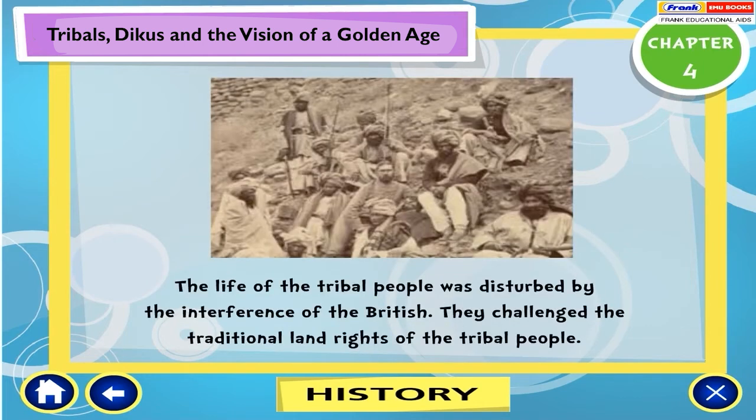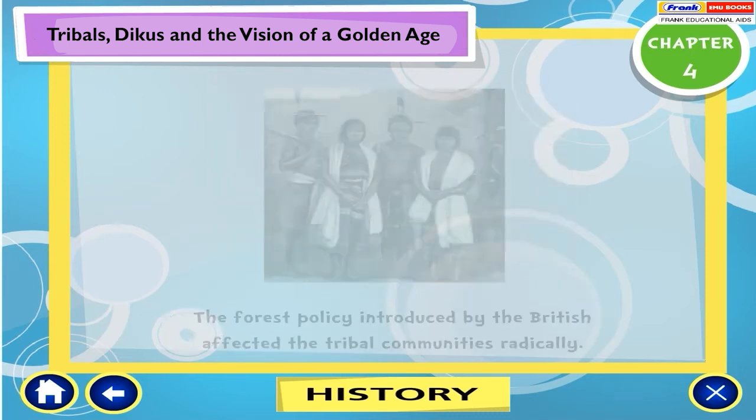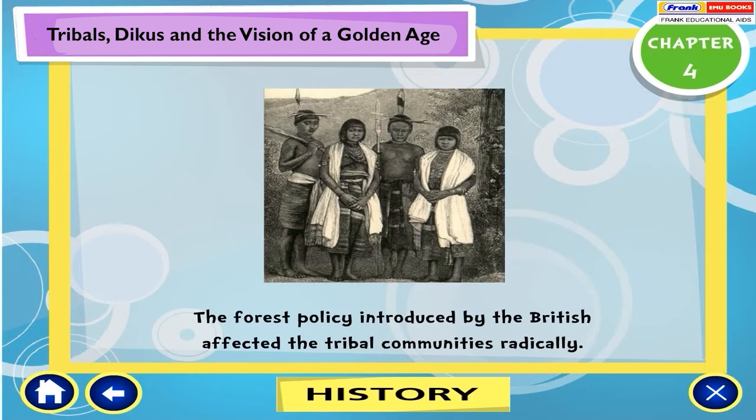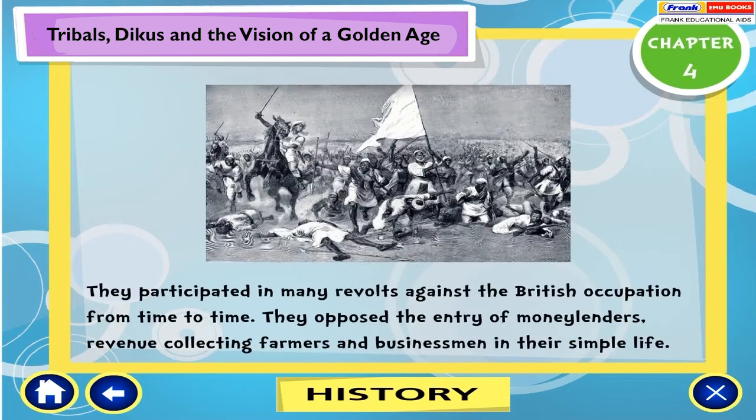The life of the tribal people was disturbed by the interference of the British. They challenged the traditional land rights of the tribal people. The forest policy introduced by the British affected the tribal communities radically. They participated in many revolts against the British occupation from time to time. They opposed the entry of money-lenders, revenue-collecting farmers and businessmen in their simple life.